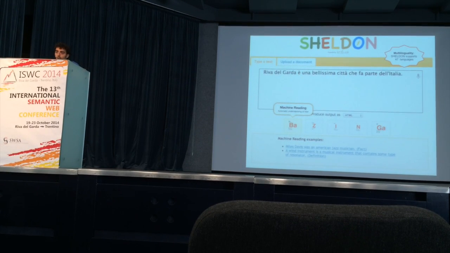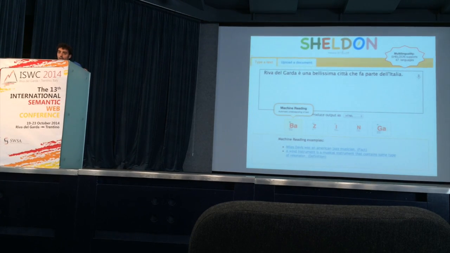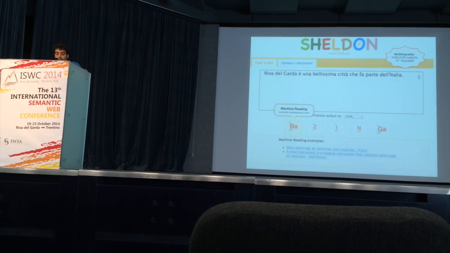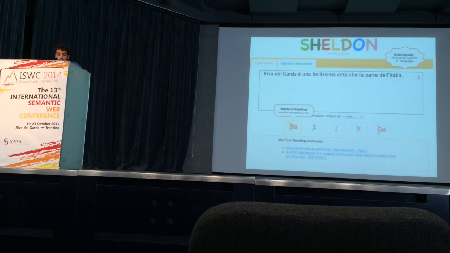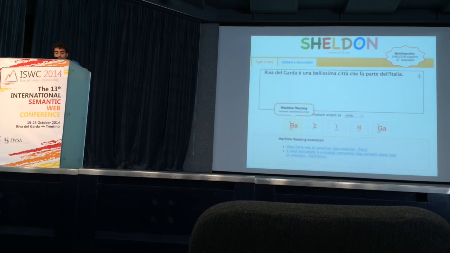One of the capabilities that we included is multi-language support. You can write text in any of 47 different languages, and we have a feature that automatically identifies the language. We will translate it into English, and it will work in English, because English is the language that we keep all the time. Here in this example, I just put an Italian sentence saying Riva del Garda is the most beautiful city which is part of Italy. And you can see the button down there, with the mouse over, on machine reading.